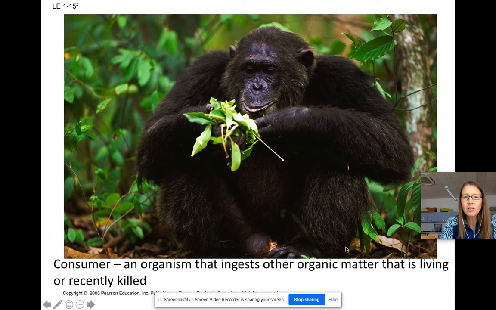Okay, so you can see this gorilla here is eating the leaves. These leaves are pretty much living right now. They probably would die on their own since they're not attached to the plant anymore. But again, it's ingesting it, meaning it's putting it inside its body to eat it.